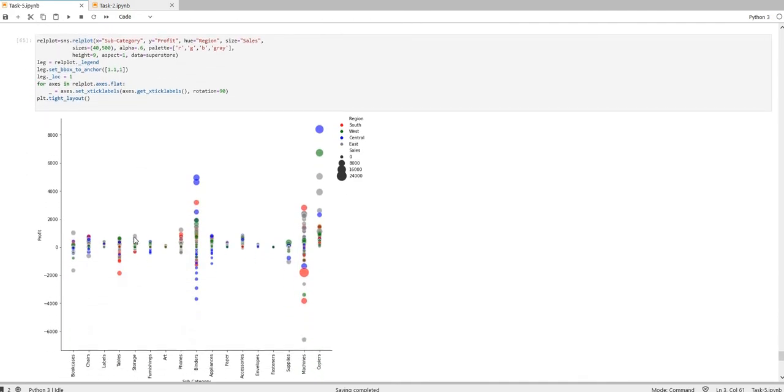This graph also indicates the same thing, but with regions, where blue is the Central region, green is the West region, red is the South region, and gray is the East. Here are the blocks of values, which indicate the total highest loss and highest sales.